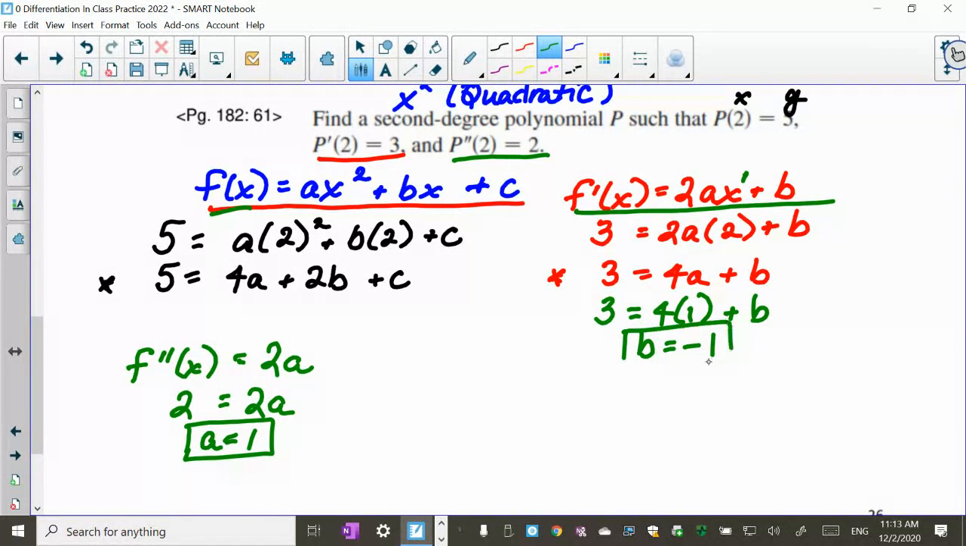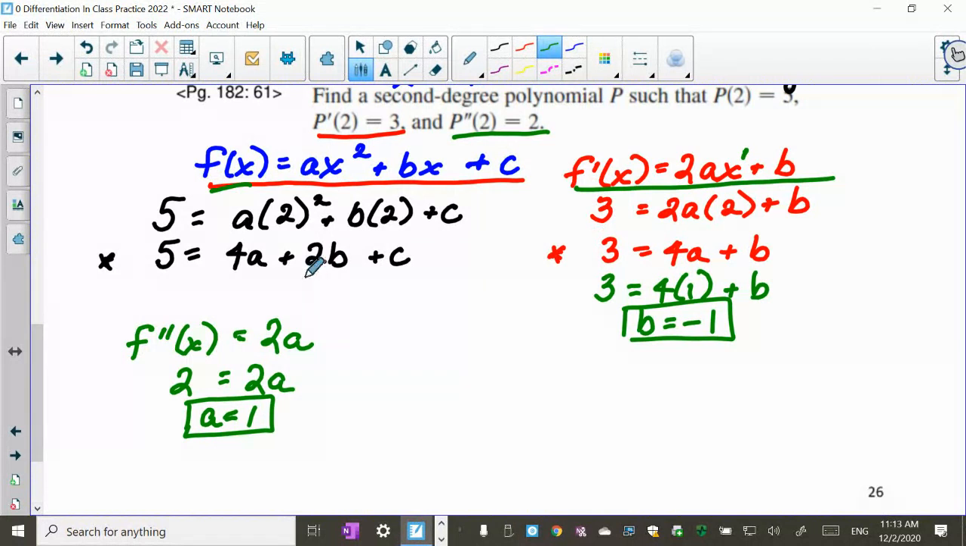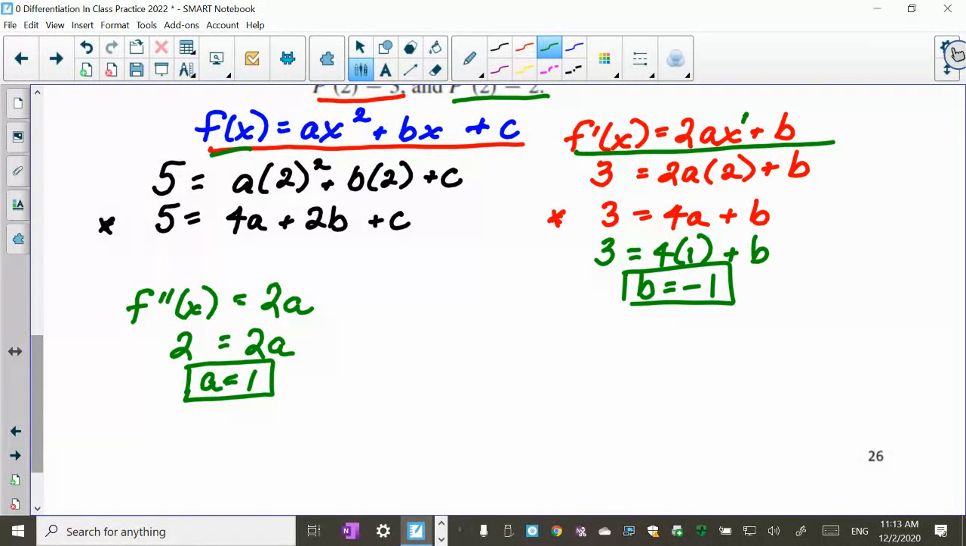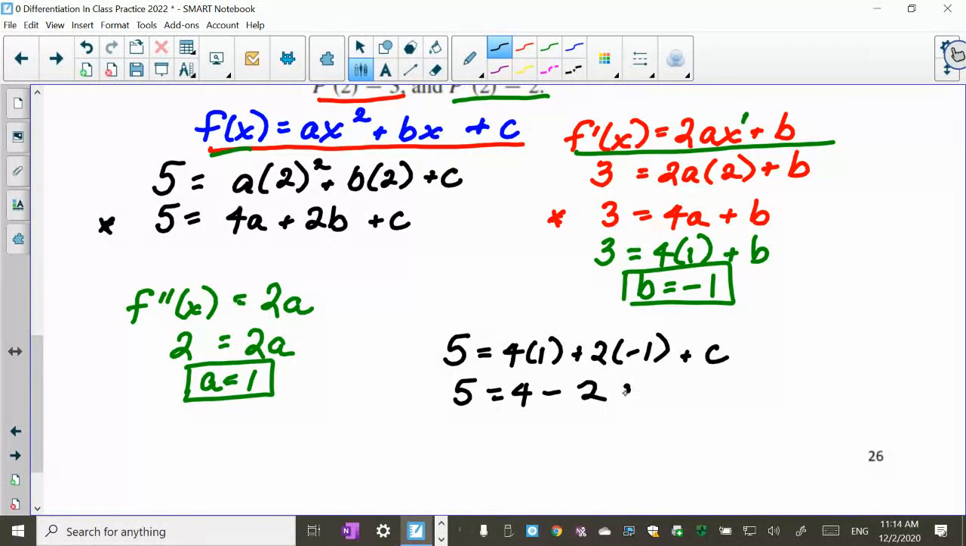Now that I know a is 1 and b is negative 1, I can come up here and plug this in and find c. So right here, I'm going to use this for the black one. So I got 5 equals 4 times 1 plus 2 times negative 1 plus c. So 5 equals 4 minus 2 plus c. 5 equals 2 plus c. So c is going to equal 3.